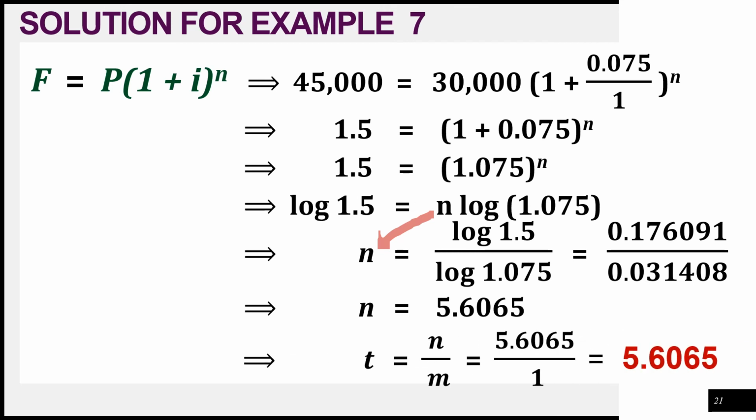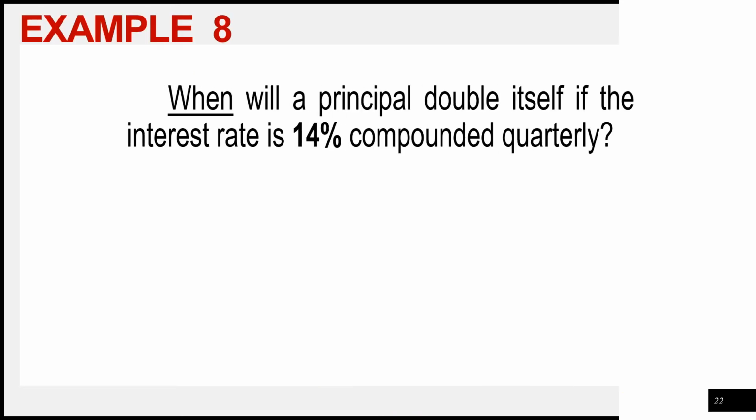Now, using the formula t equals n divided by m, we substitute the values. We have n is 5.6065, which is right here, divided by m, which is 1. Then we divide these values. We have 5.6065 divided by 1, which is equal to 5.6065. Therefore, for this problem, the term is equal to 5.6065.